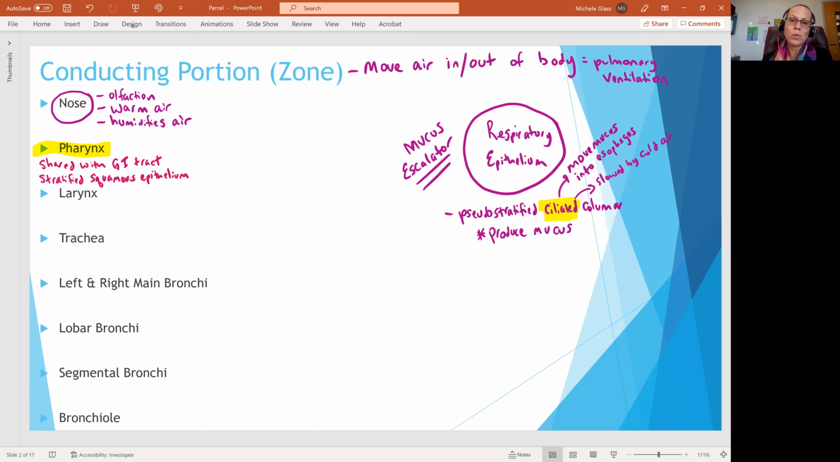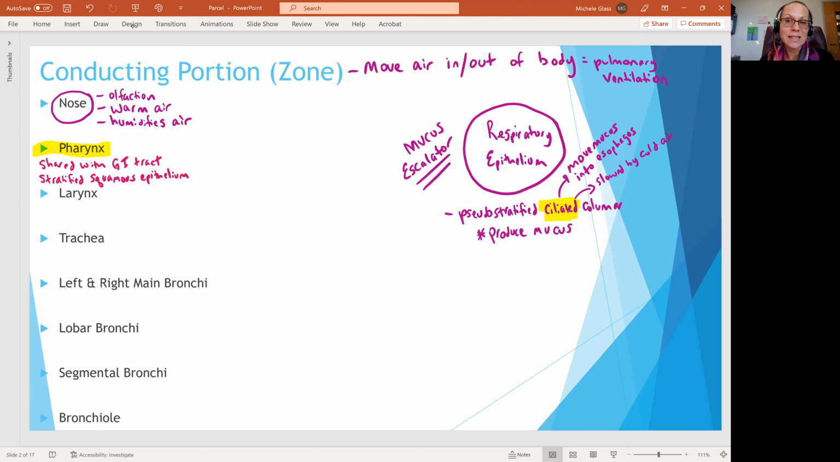And so this is going to be important in keeping the entire respiratory tract moist as it needs to be. So the nose is going to be important in actually slowing down the air, increasing your olfaction, warming the air, and humidifying the air as we're getting ready to bring it deeper into the body.